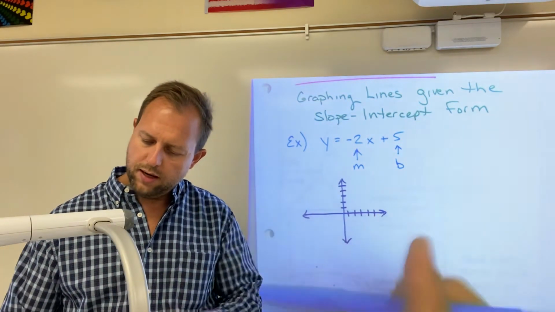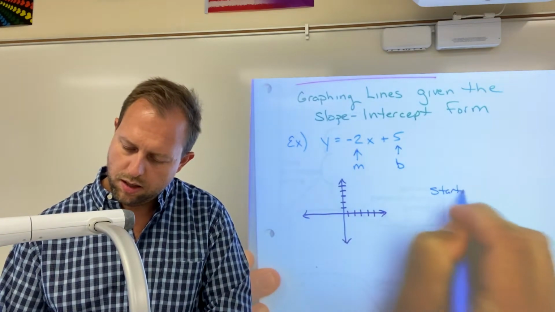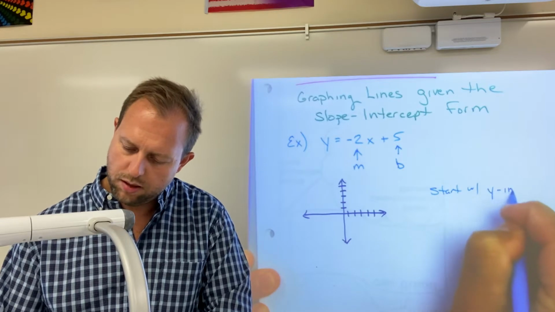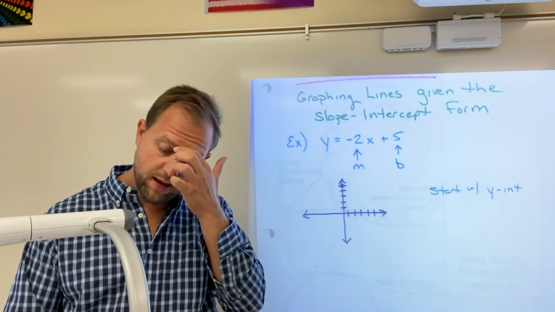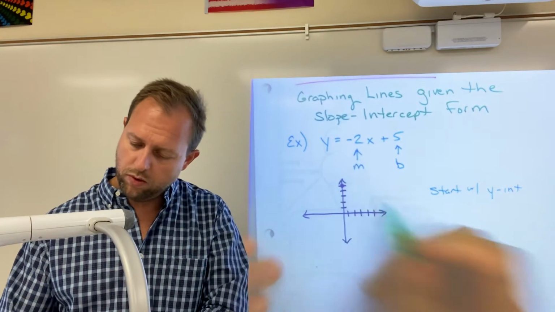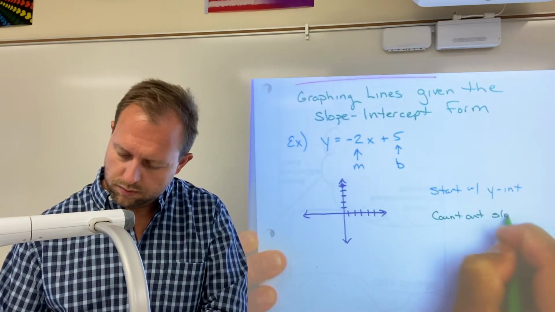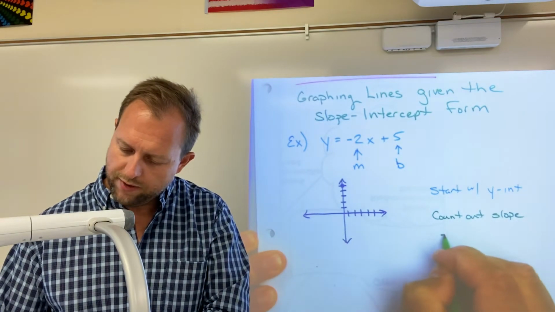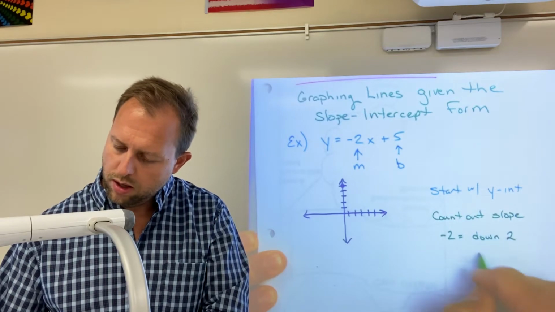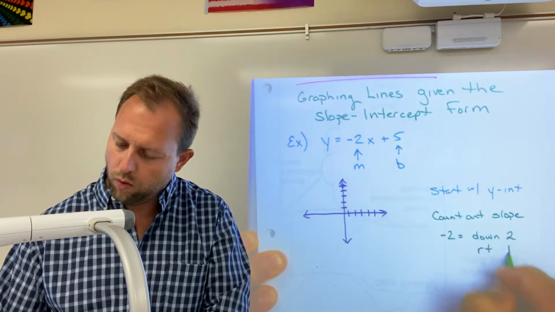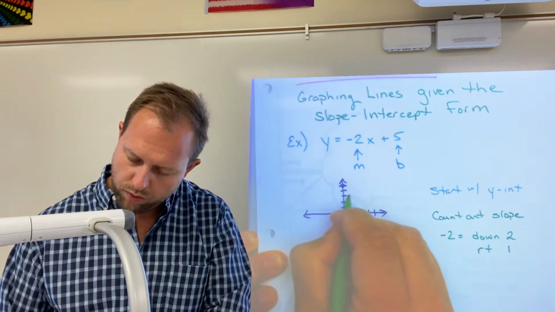and fill in the pieces, starting with b. We'll start with the y-intercept. So the y-intercept is a positive 5. And then we're going to count out a slope of negative 2. So negative 2 means we go down 2 and then to the right 1. So down 2, right 1.